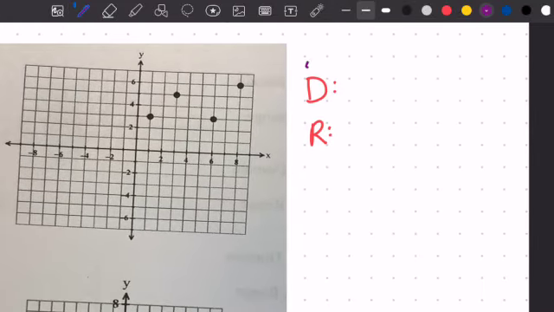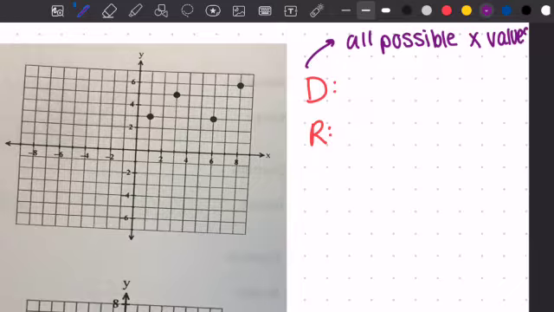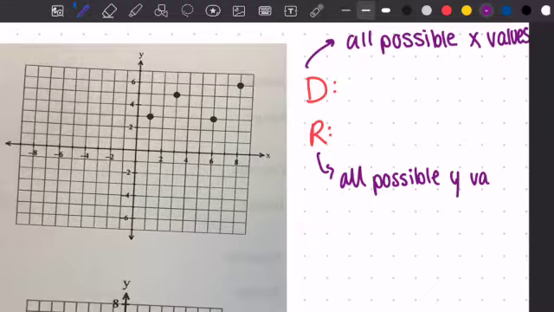Just as a reminder, domain is all possible x values, and range is all possible y values. Okay, back to domain and range.